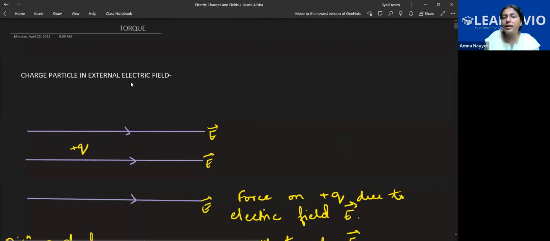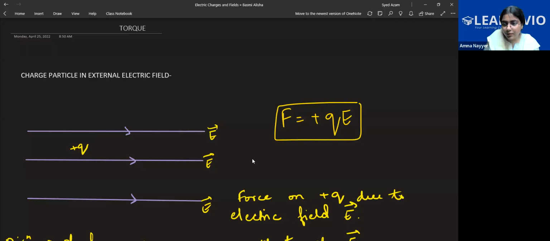If a charged particle is there in an external electric field, questions do come from it, and this relates to your class 11th portion. So stay alert here, because this part is not just confined to your 12th portion; it will involve a little bit of your 11th. When a charged particle is present in an external electric field, first of all, we know the force will be F is plus Q E.